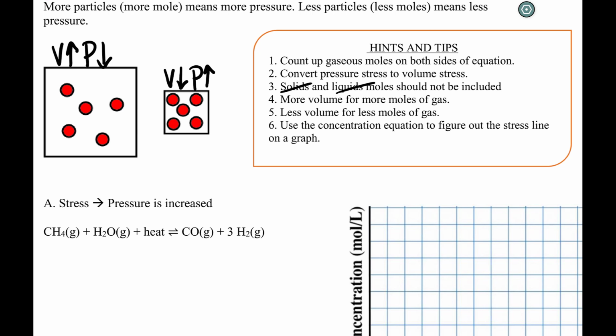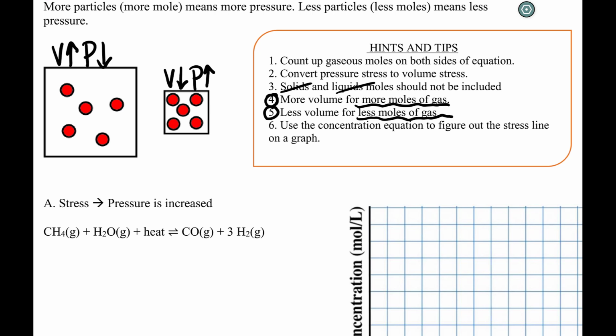And I always keep this in the back of my mind. If the volume is increased, so more volume, then there's going to be room for more moles of gas, and we're going to shift to the side with more moles of gas. I always keep this in mind as well. If there's a smaller volume, then there's less volume for gas, so we're going to shift to the side with less moles of gas. That's kind of the Mr. Hope way of kind of knowing what to do, even if we're not 100% sure on what's happening.